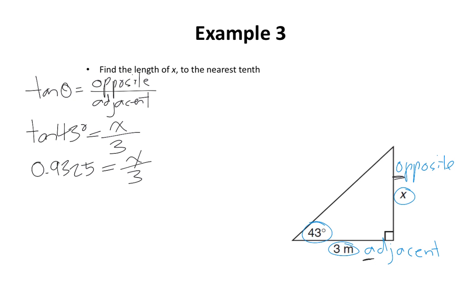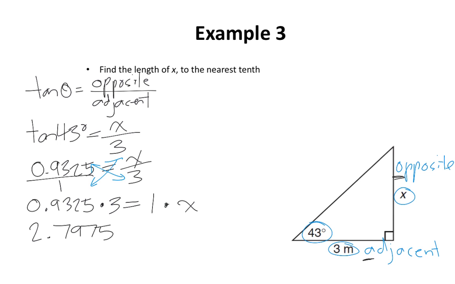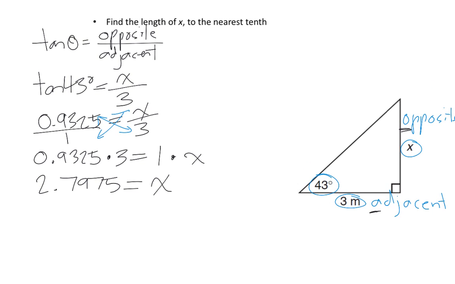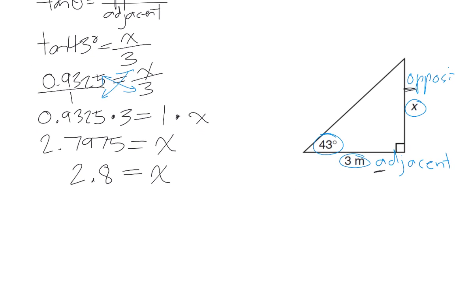To figure out what x is equal to, we're going to need to cross multiply. So I'm going to change that into a fraction, and I'm going to cross multiply, which is going to give me 0.9325 multiplied by 3, which is equal to 1 multiplied by x. When you multiply 0.9325 by 3, you're going to get 2.7975. And anything multiplied by 1 stays exactly the same. But remember, we need to find the length of x to the nearest tenth. So that means we're going to have to round this number, which means this rounds to 2.8. So 2.8 is x. So I need to write a concluding statement. Therefore, x is 2.8 meters.